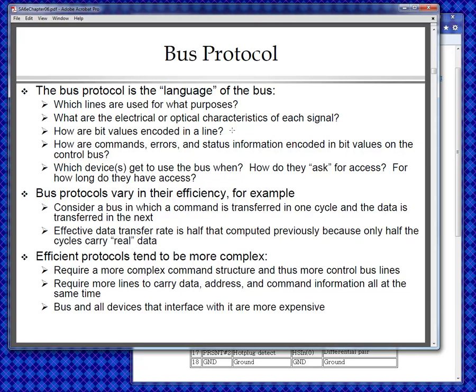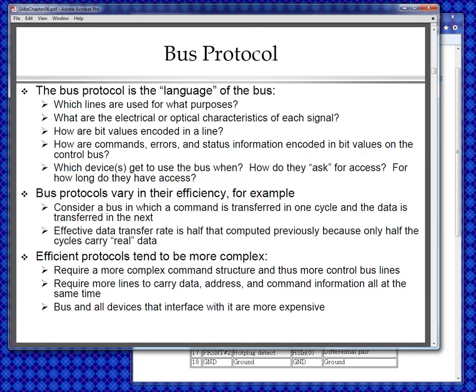So think of the air in the room as the bus. That's the shared communication channel between everybody who's sitting in the room. How do you ask for access to the air to communicate? Well, you raise your hand and you wait for the instructor to point to you. How long do you have access? Once the instructor points to you, can you just talk forever? Or is there some time limit, after which you've got to give control back to the instructor or over to some other student?